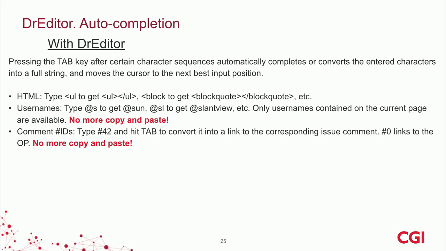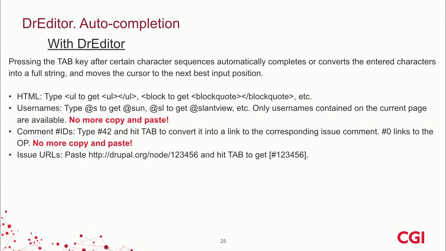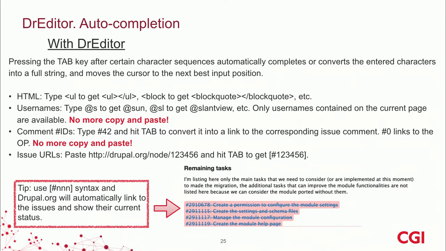If you want to create a link to a comment from another user, maybe, okay, I tried the patch in number 5, and you hit tab, a link will be created automatically to the comment with the number 5. The same for the URL. If you have another issue with a number, you put the URL and hit tab, and you will see something like this: a link to the issue with a color that tells the status of the issue. If it needs review it will be yellow. Patch to be ported is gray, fixed is green, and closed is red.